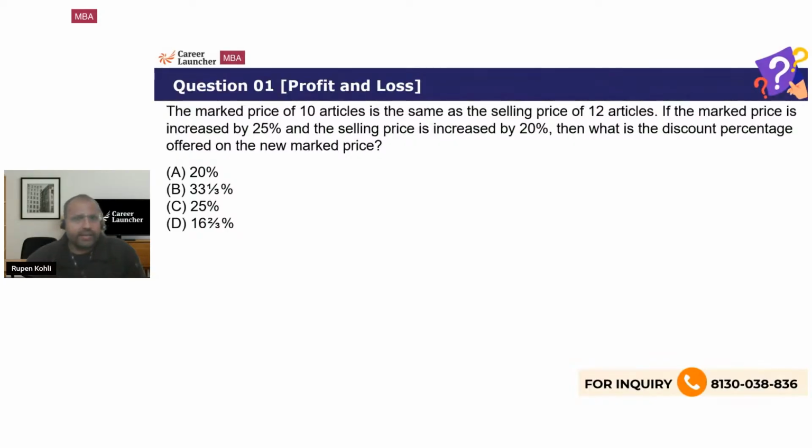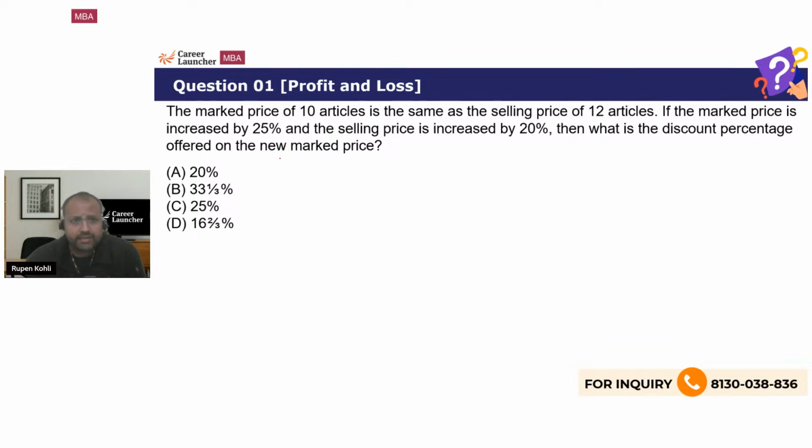The first one, here we go, something to do with profit and loss, right? Let's see. The market price of 10 articles is the same as the selling price of 12 articles. If the market price is increased by 25% and the selling price is increased by 20%, then what is the discount percentage offered on the new market price? So this question has nothing to do with cost, only something with selling and market price is there.